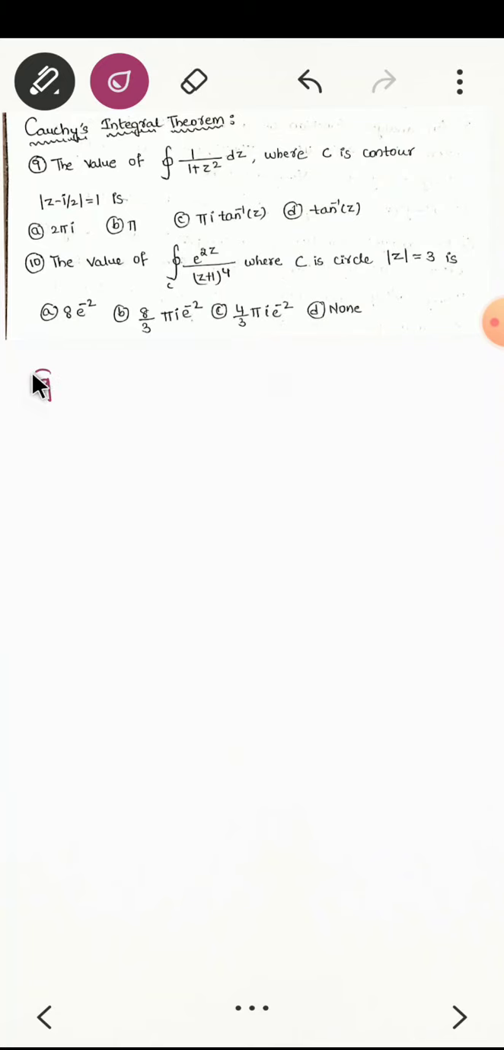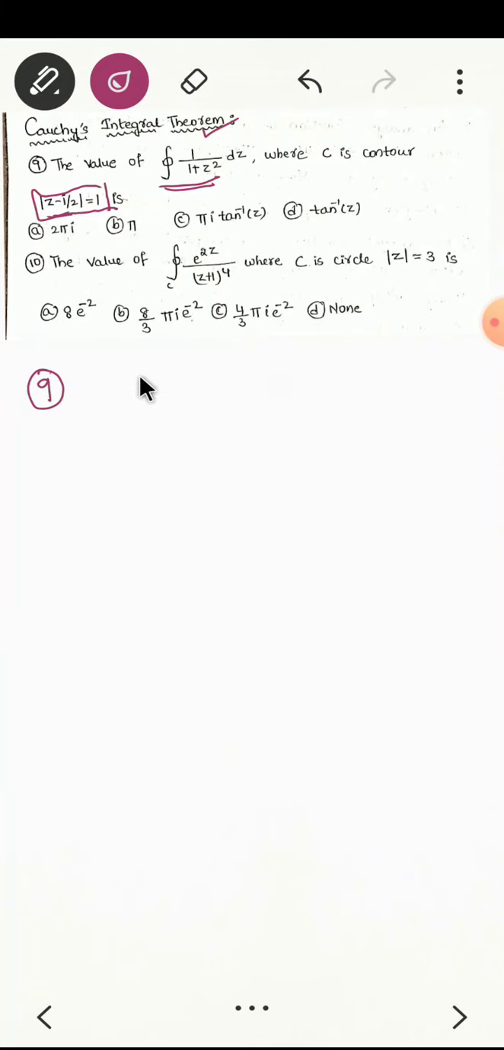Problem number 9. The value of the integral of 1 by 1 plus z square dz, where C is the contour |z minus i by 2| equal to 1, is. How will you find out that this is Cauchy's integral? Because by seeing this contour itself, we can tell that this is a problem related to complex numbers, and by seeing this integral you can tell that this is a problem related to Cauchy's integral theorem. So problem number 9, how are you going to solve this problem?